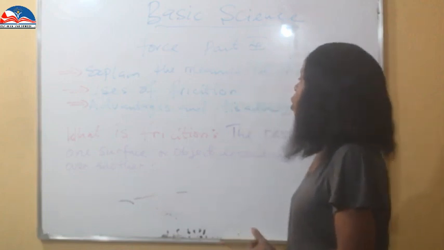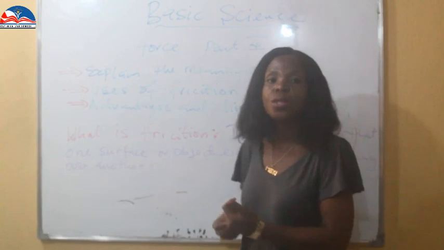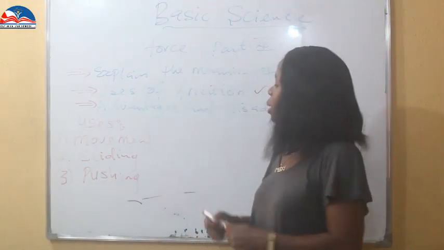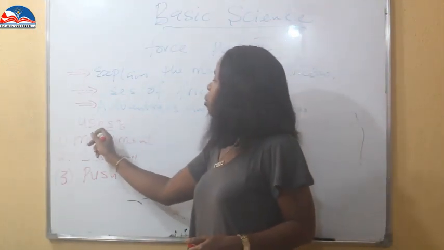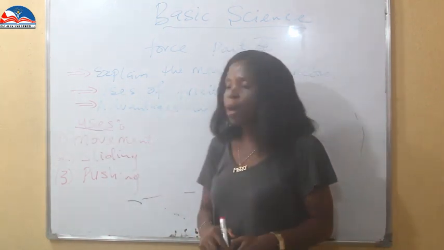That is friction. What are the uses of friction, which is our number 2 objective? Let's see the uses of friction. It has many uses, but I'm summing up the uses into 3 ways: movement, sliding, and pushing.